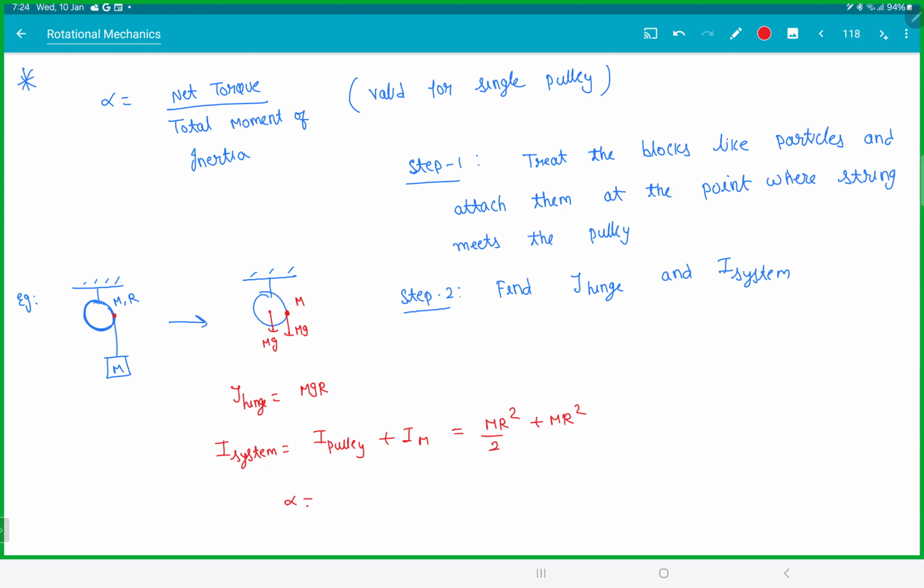So what is alpha? Torque by I. mgr by 3 by 2 mr square. That would be 2g by 3r. Since it is not slipping here, we can see that the string's A will be R alpha here. That would be 2g by 3. Since the pulley is not accelerating directly. Same thing.